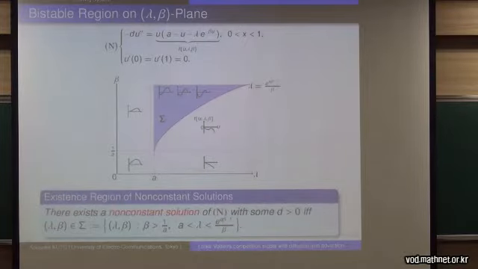And moreover, it is easy to check that in such a situation, this problem N has a non-constant solution for some D if and only if lambda and beta belong to this purple region. So hereafter, we have only to discuss the case when lambda and beta belong to this purple region. Because what I seek is a non-constant solution. Okay?